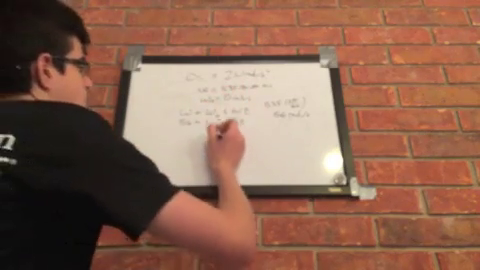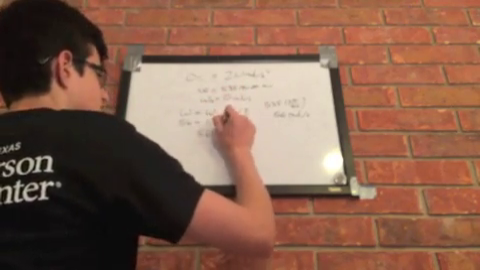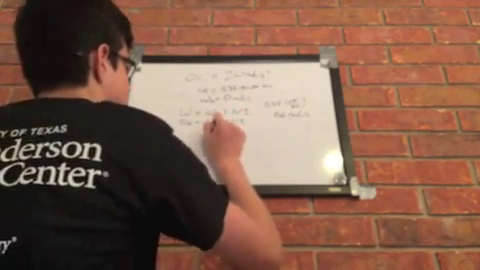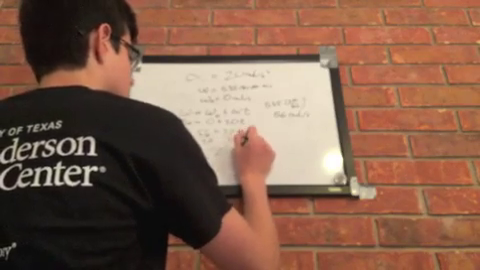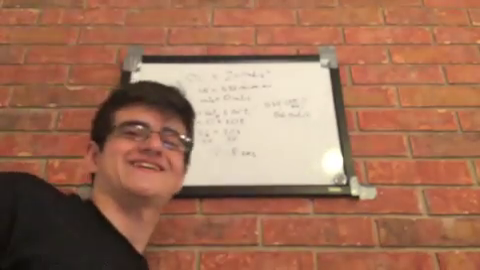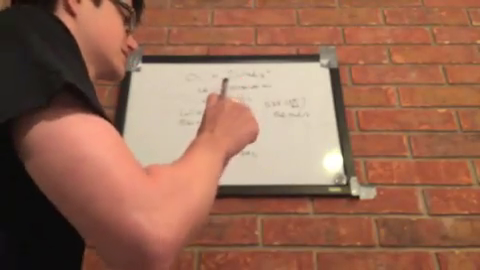And 0 is 0, so bye-bye 0. So 20t. What is 56 divided by 20? 2.8 seconds, which is an answer choice. Go us.